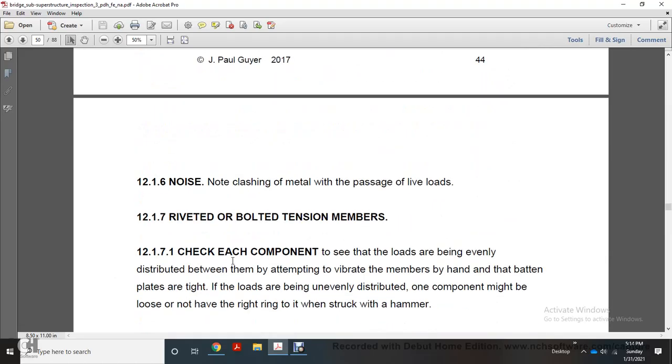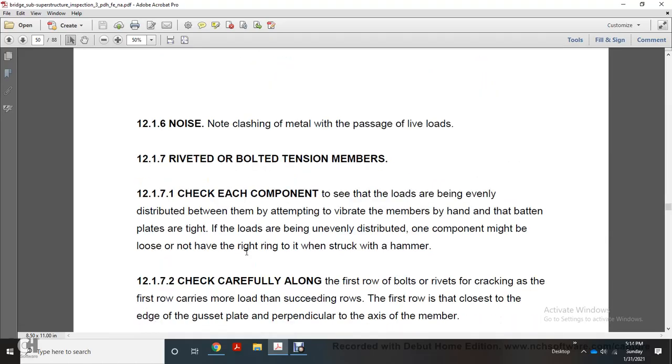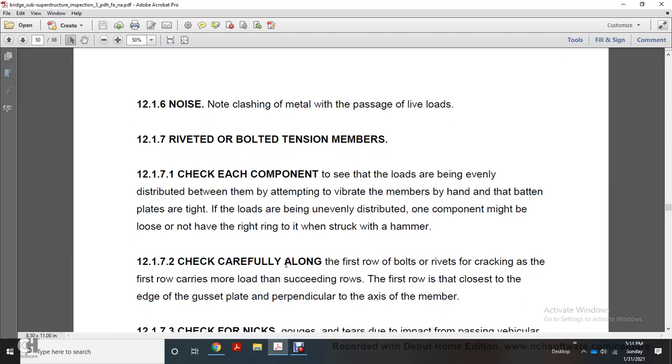Riveted and bolted tension members. Check each of the components to see if the loads are being evenly distributed between them. Vibrate the member by hand, and check that the plates are tight and the loads are being evenly distributed. One component may be loose and not have the right ring when struck with a hammer. Check carefully along the first row of bolts or rivets for cracking, since the first row carries more load than the succeeding rows, and the first row is closer to the edge of the gusset plate perpendicular to the axis.